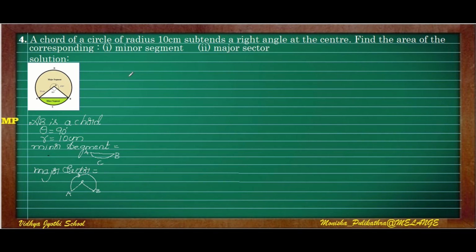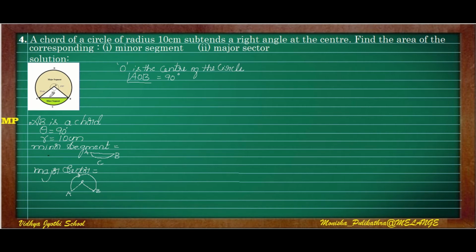Okay. So next, we know that O is the center of the circle. And here they have already given that it subtends a right angle, that is theta is equal to 90 degrees. Therefore, the angle AOB will become 90 degrees. So next, I have already written theta and r. So next we have to find out this segment OACB.